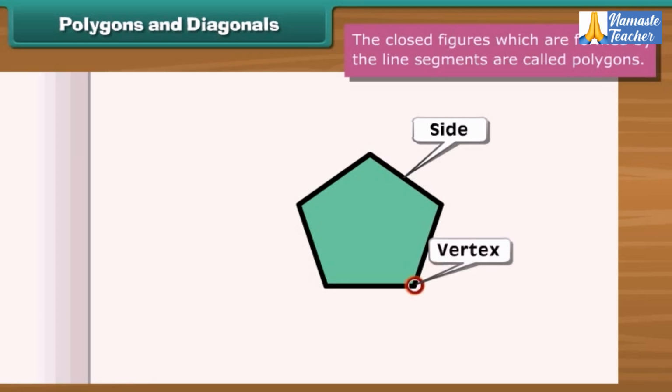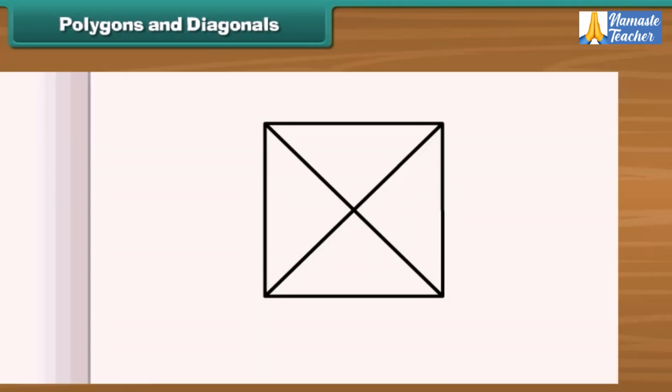What will you call these line segments? The line segments drawn from one vertex to another vertex are called diagonals. A side of a polygon is not a diagonal.